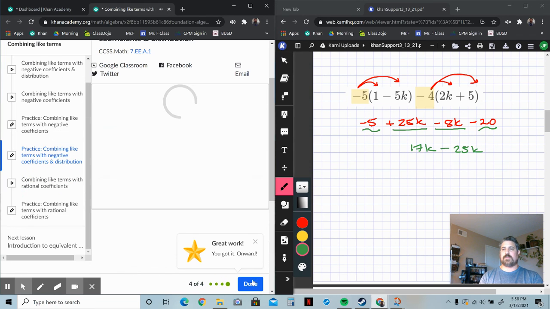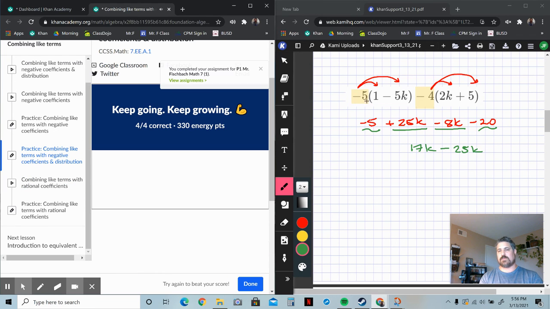Just don't forget that when you distribute, you have to multiply through by the sign that's with it. Okay, and once you've done distributing, you combine like terms, only putting together things that have the same variable to the same degree, the same variable to the same exponent. That's how you do it.